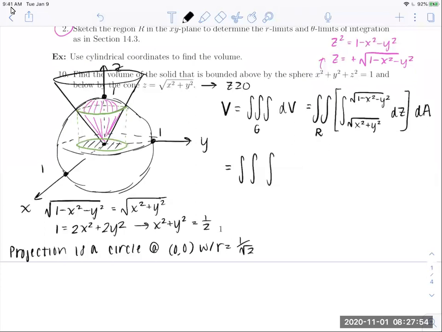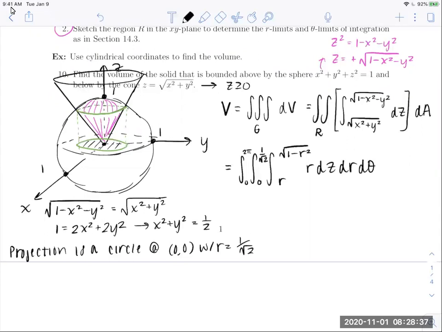My inner limits of integration, on bottom, the square root of x squared plus y squared is a single r. And on top, I get the square root of 1 minus r squared. dz stays the same, but then dA becomes r dr d theta. So I'm going to stick that r in front, and here's my dr d theta. All right, so now let's take a look at our r limits. The radius of the projection circle ranges all the way as small as 0, since it's solid all the way to the origin, out to 1 over the square root of 2. And then for the theta limits, I want the entire circle, so I want to run all the way from 0 to 2 pi.